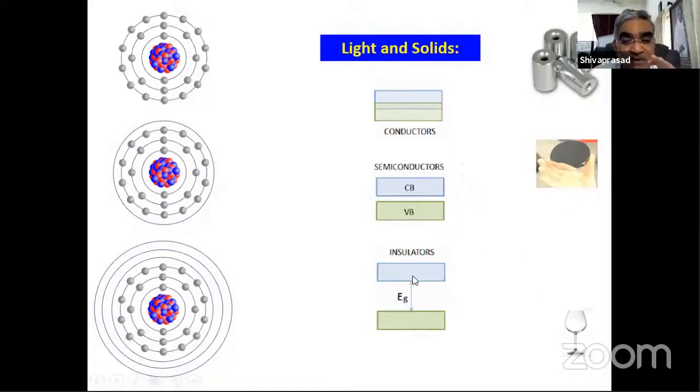So you see here, very interestingly, electrons are bound very strongly in case of an insulator. Here they are bound, but weakly bound, the valence electrons. And here there are free electrons. In a metal, we call them free electrons because they're already in the road. So now let's try to put light on this.